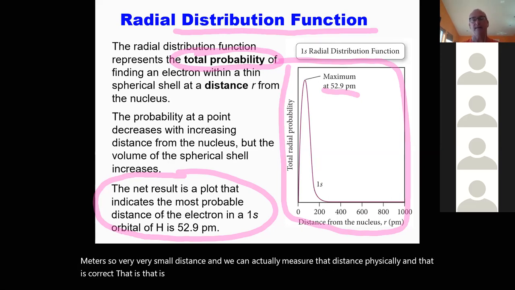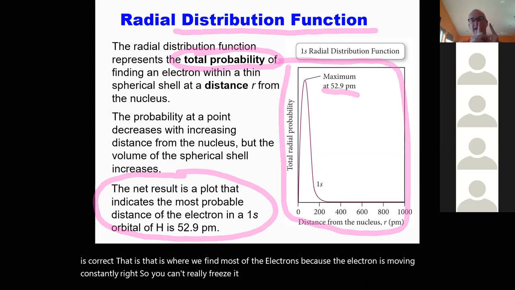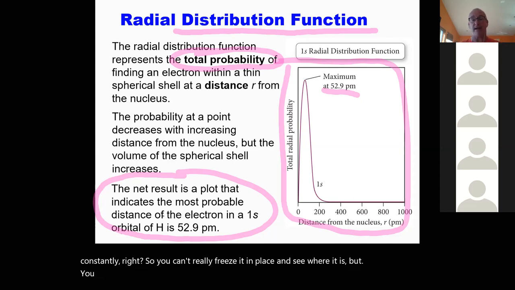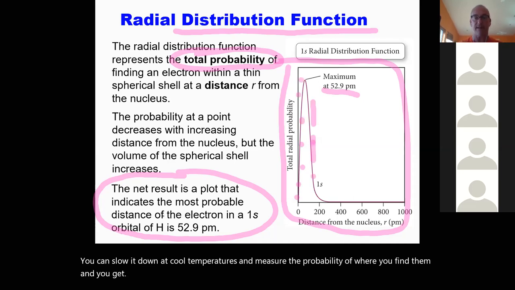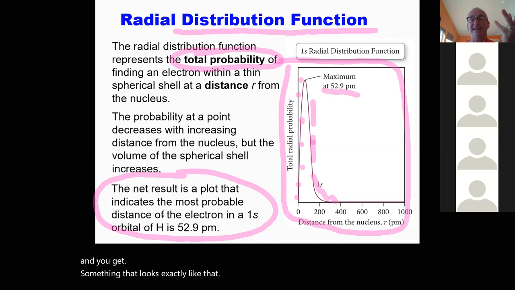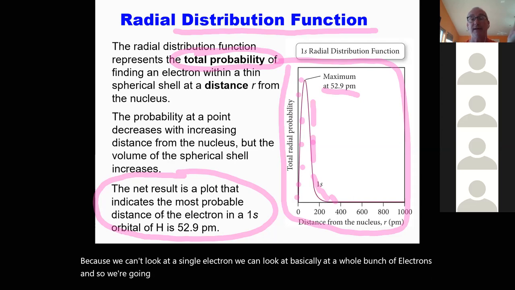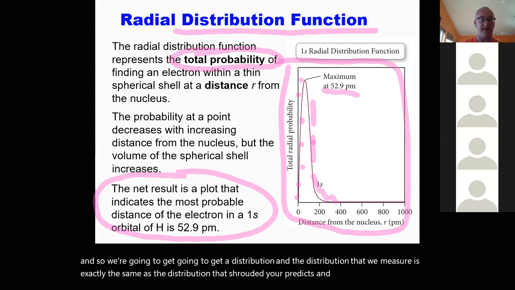That is where we find most of the electrons, because the electron is moving constantly, right? So you can't really freeze it in place and see where it is. But you can slow it down at cool temperatures and measure the probability of where you find them, and you get something that looks exactly like that. Because we can't look at a single electron, we look at a whole bunch of electrons. And so we're going to get a distribution. And the distribution that we measure is exactly the same as the distribution that Schrodinger predicts. And so, yeah, he was onto something here.